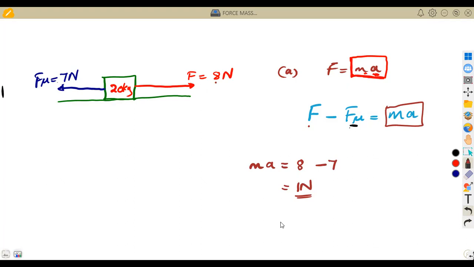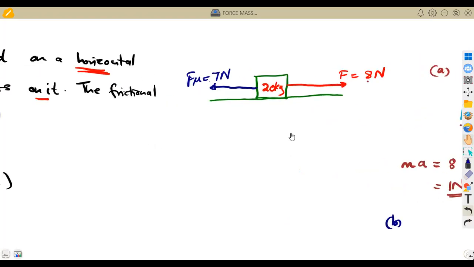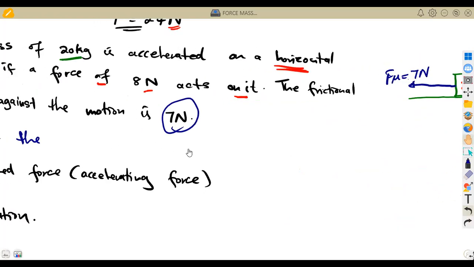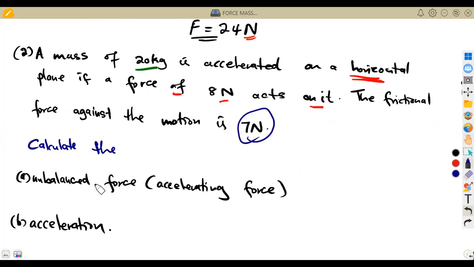Are we together on this part? Yeah, we are together. All right, so let us check the other part of the question. Now on this side, the question is to calculate the acceleration, after calculating the accelerating force. So it's now easier because we know that the accelerating force is the one that carries acceleration.